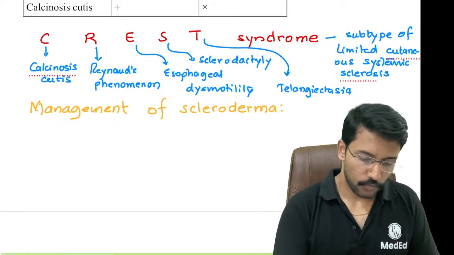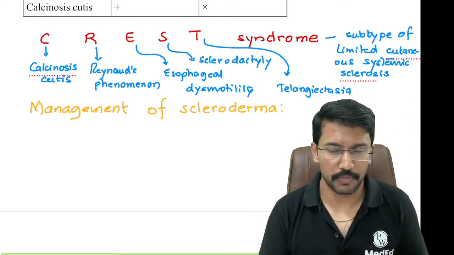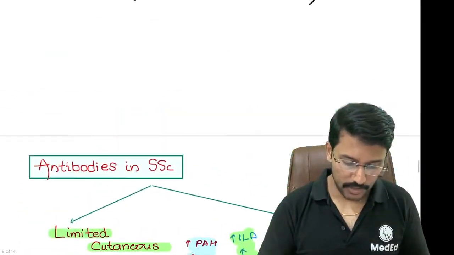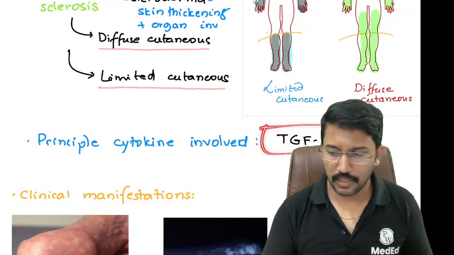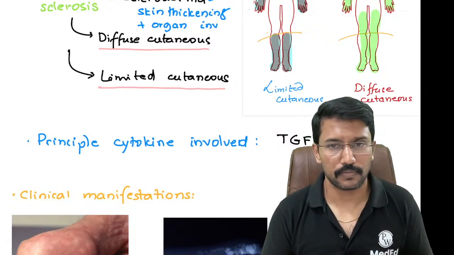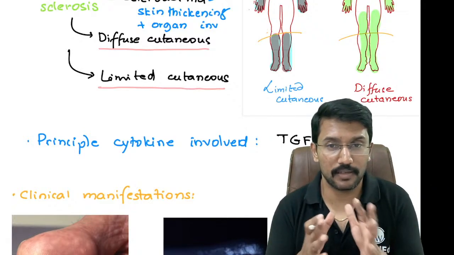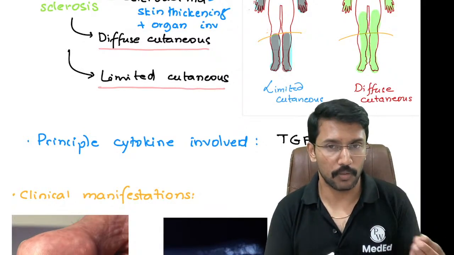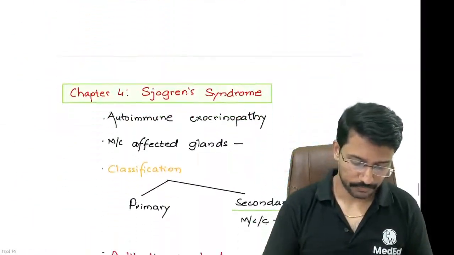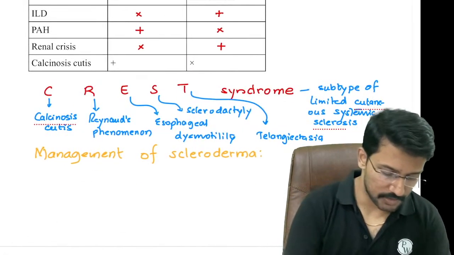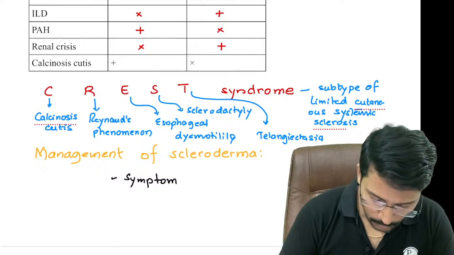Clear? Okay. Now, when it comes to management of scleroderma, unfortunately we don't have any effective treatment, because the main cytokine involved in its pathogenesis is transforming growth factor beta. Unfortunately, we don't have drugs to target it. There are drugs in development, but none of them have completed the clinical trials successfully to come to the market. So how do we treat a patient with scleroderma? Mainly supportive. It means treating the symptoms these patients are experiencing, so symptomatic treatment is the mainstay of treatment.